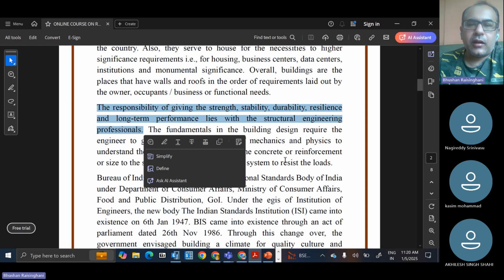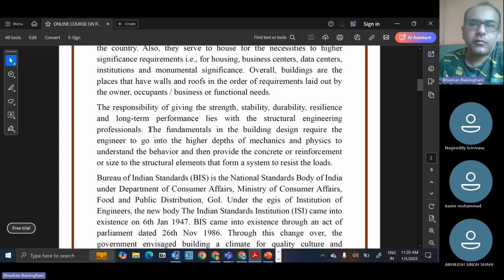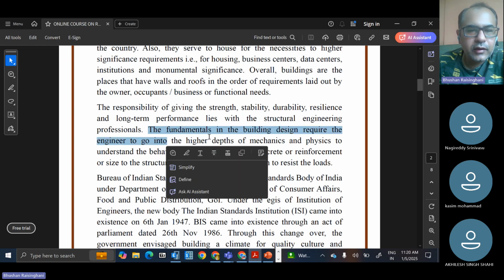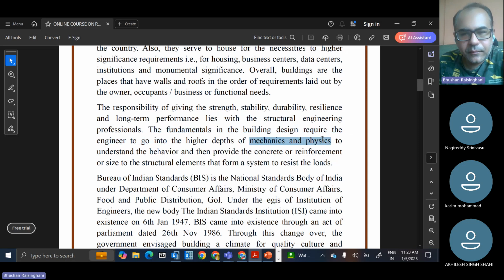Okay, so I hope I'm able to stress enough on the roles and responsibility of a structural engineer when it comes to nation building or creating infrastructure for the country. So fundamentals in building design will require a structural engineer to go into higher depths of mechanics and physics.